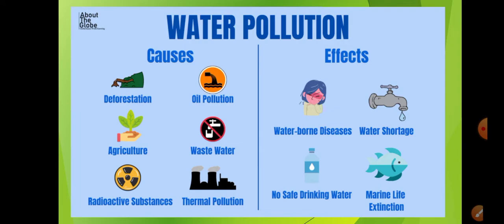Next is water shortage. Water shortage, why? Since the water is getting polluted, that means the water is not fit for consumption. We cannot drink that type of water, right? So we may have to face water shortage also, because there is no more water for drinking. The next one, no safe drinking water. So water shortage and no safe drinking water can be called interrelated. If there is shortage of water, why is there shortage of water? Because the water is polluted. We cannot drink that water.